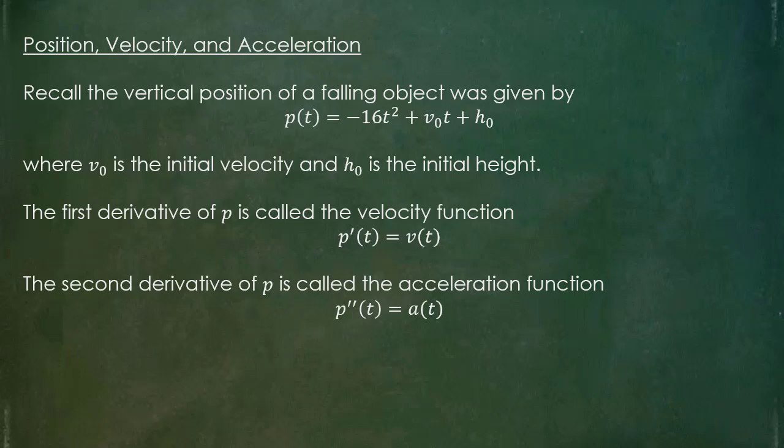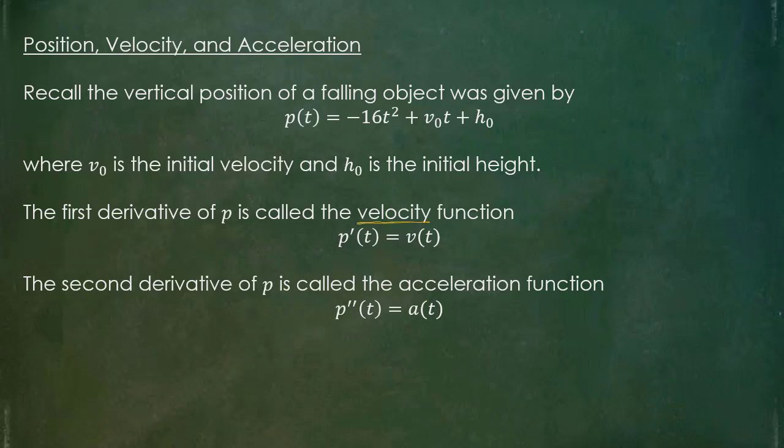So what are the applications of these higher order derivatives? Well, one of the possible applications here would be for the vertical position of a falling object, or just an object that's traveling on a perfectly vertical line. Remember, it was denoted by this p of t equaling negative 16t squared plus v sub 0 times t plus h sub 0, where again the v sub 0 was the initial velocity and the h sub 0 was the initial height. So the first derivative of that position function is actually what we could call the velocity function.